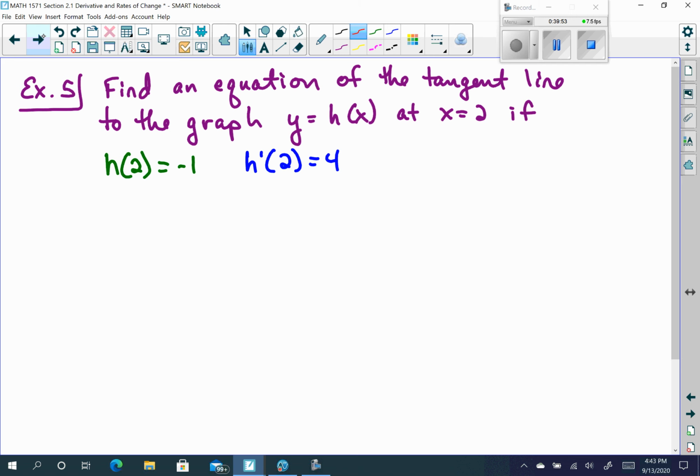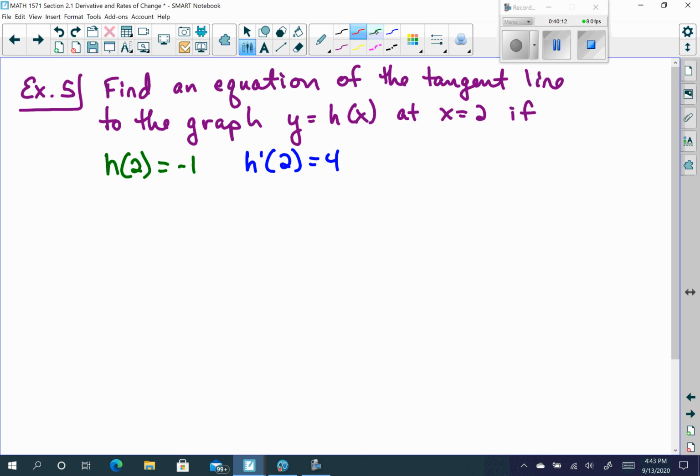Pause the video again to copy this down. Find an equation of the tangent line to the graph y equals h of x at x equals 2 if h of 2 is negative 1 and h prime of 2 is equal to 4.